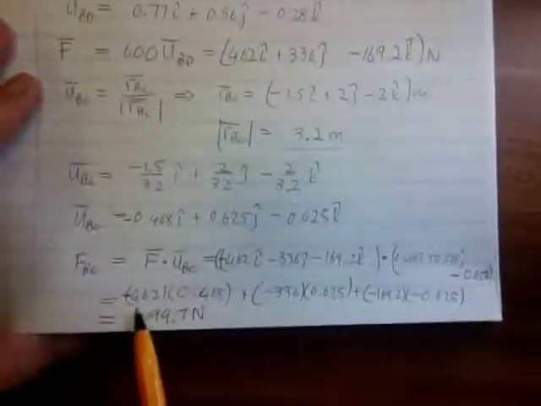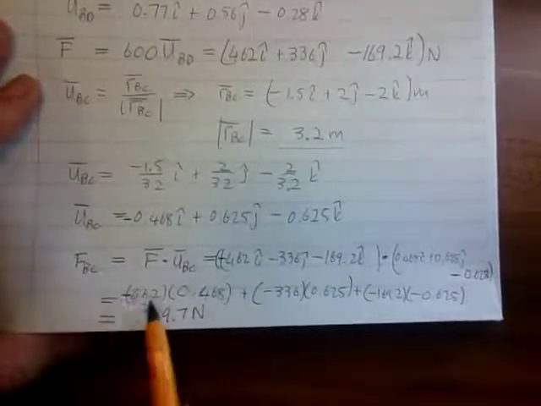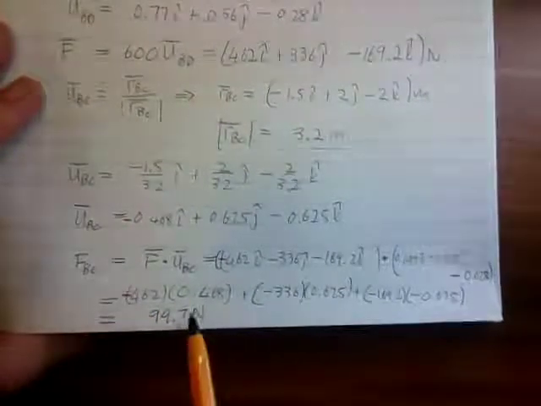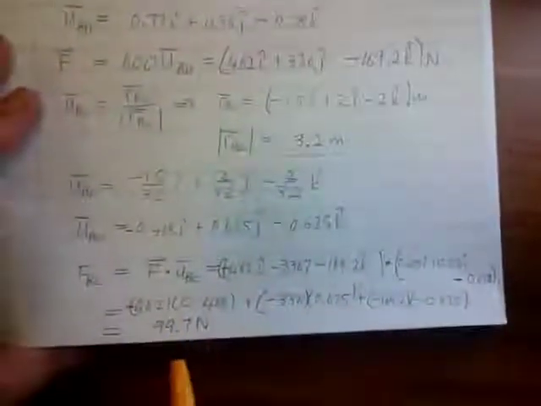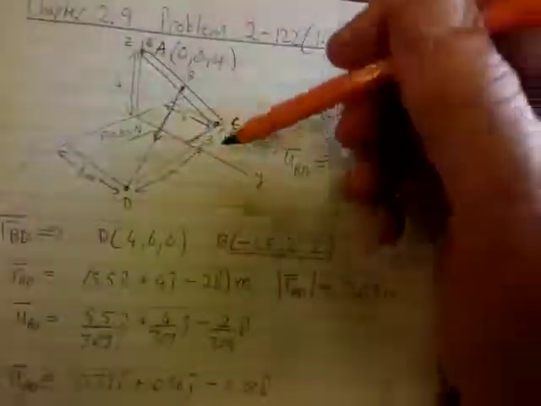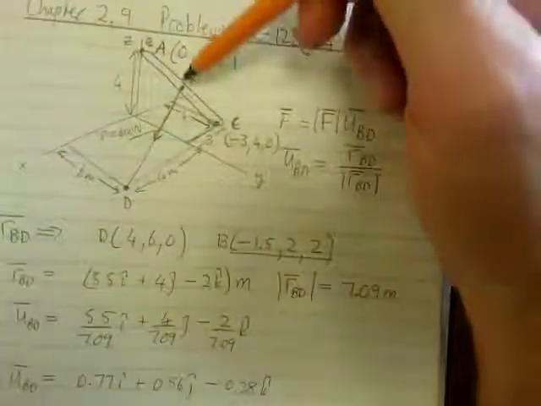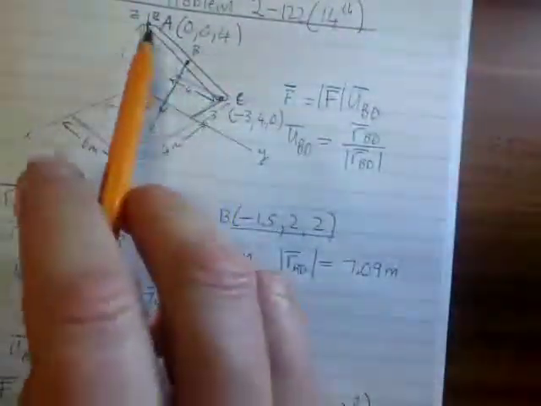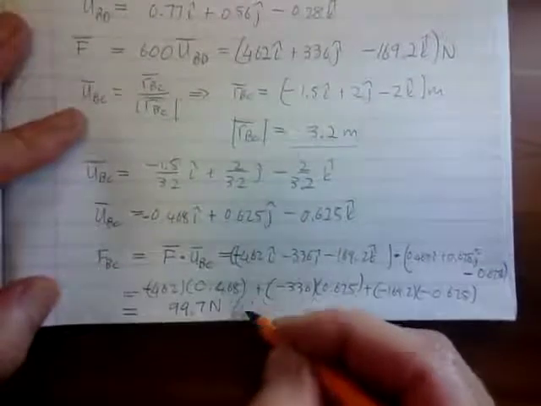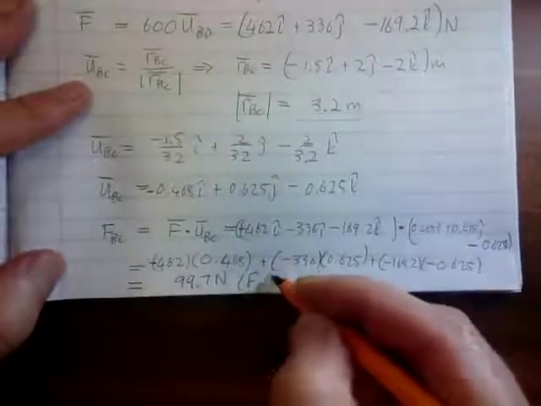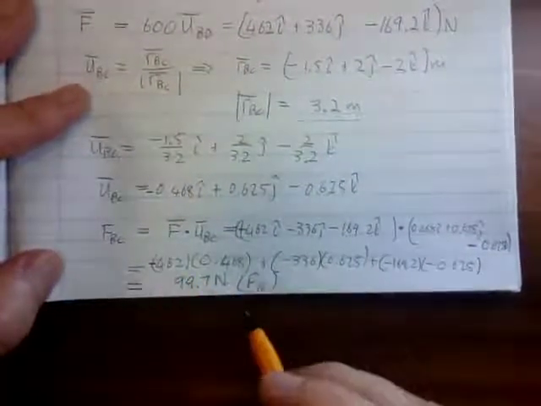Now a quick question: if I want to convert this into Cartesian vector form, what do I do? I simply take that 99.7 and multiply it by a unit vector along this line, which could be UAC or it could be UBC. So this is our parallel force. It's the force along the line.